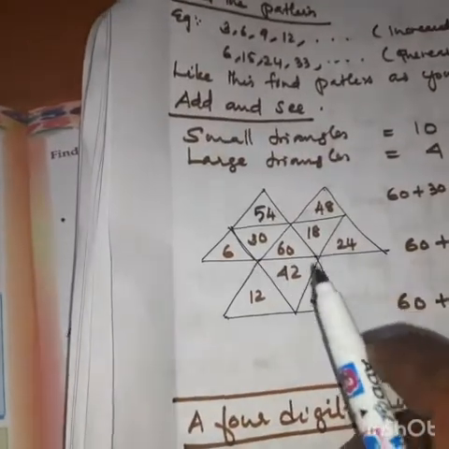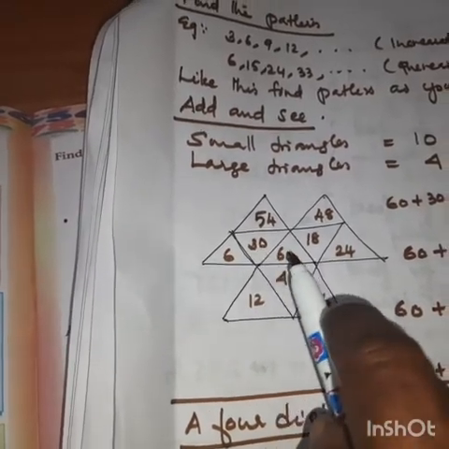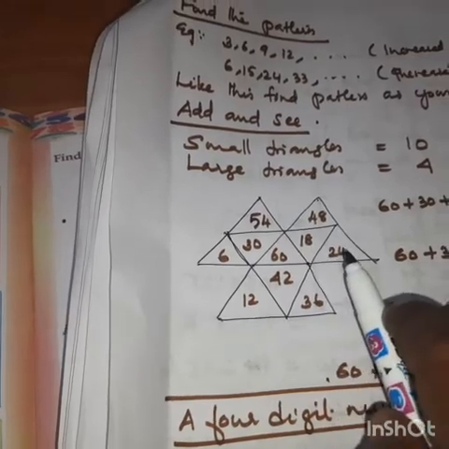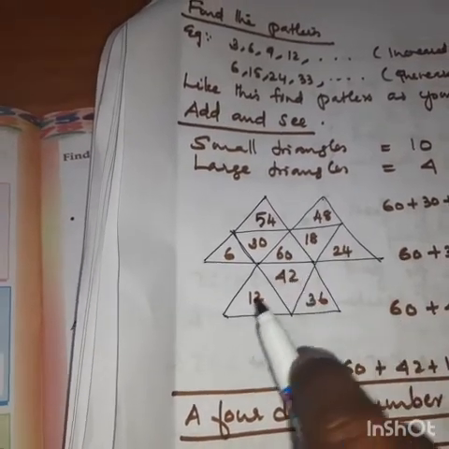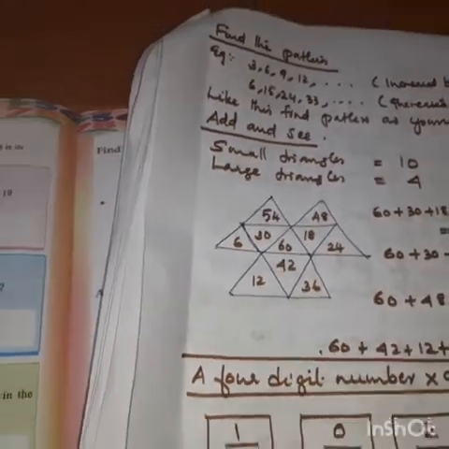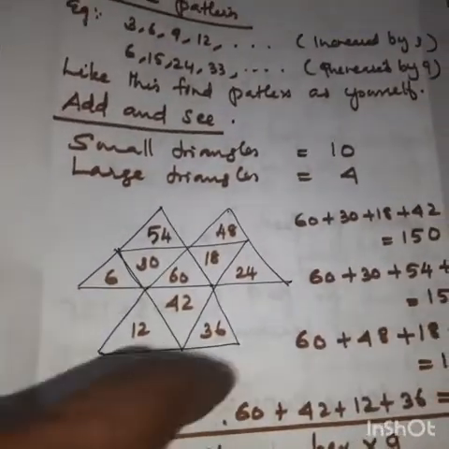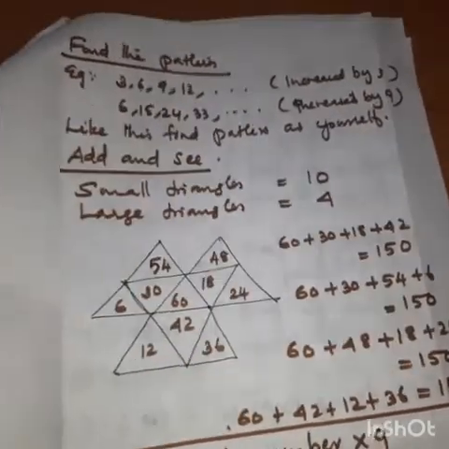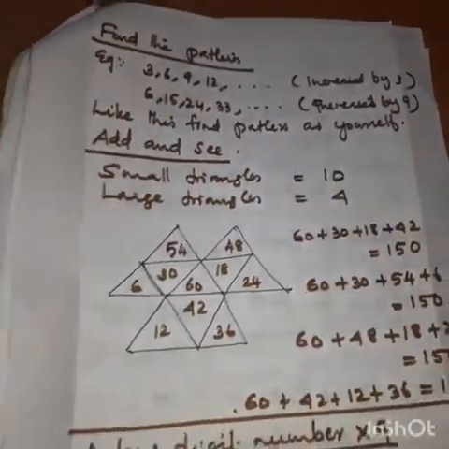One of the examples: here we write 60 in the middle, then 6, 12 and like this, and 54 plus 6 plus 30 plus 60 is 150. 60 plus 48 plus 18 plus 24 is 150. 60 plus 42 plus 12 plus 36, that is 150. You can write another pattern. You can write the numbers on another side, but one thing, the sum should be 150.